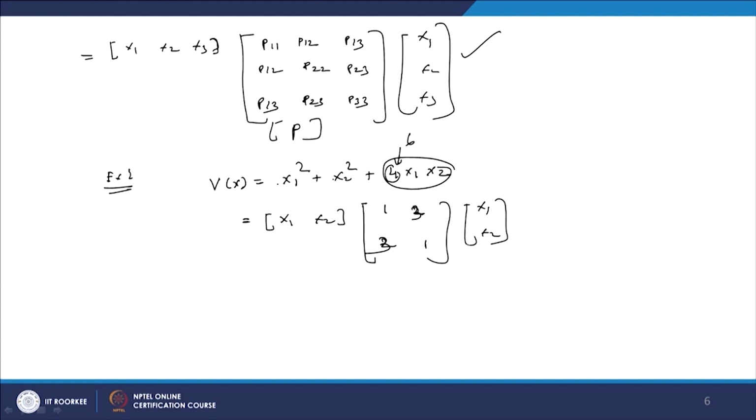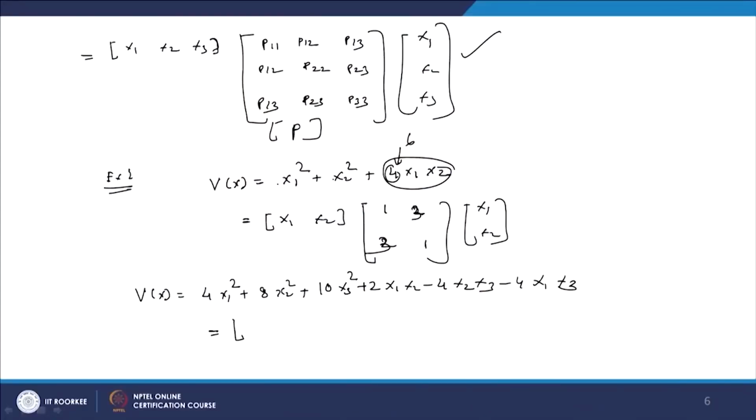Now, we will take another example. Suppose V of x equal to 4 x1 square plus 8 x2 square plus 10 x3 square plus 2 x1 x2 minus 4 x2 x3 minus 4 x1 x3. Now, this is also a quadratic function and we have to express this in terms of a real symmetric matrix, that is in terms of x transpose P x. So how do we write the P?